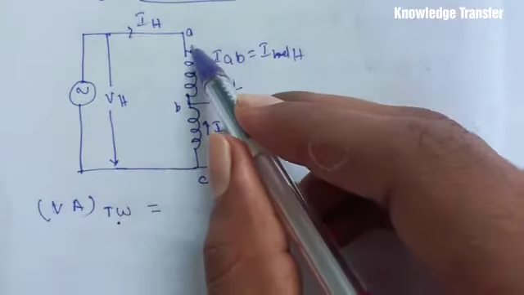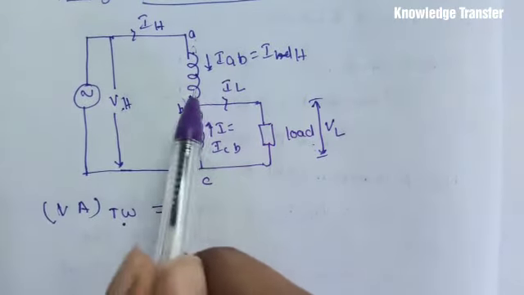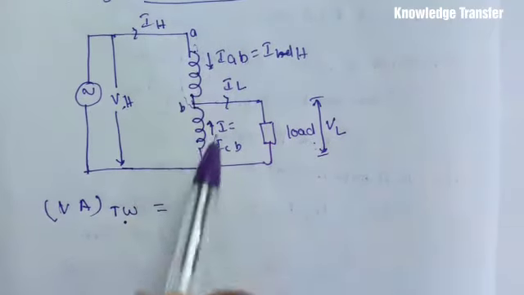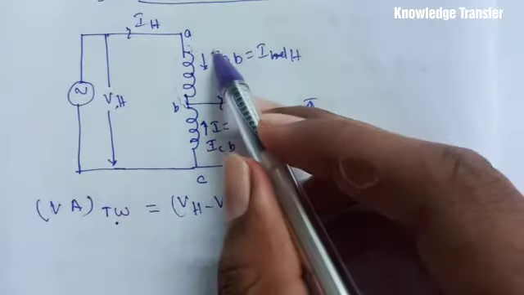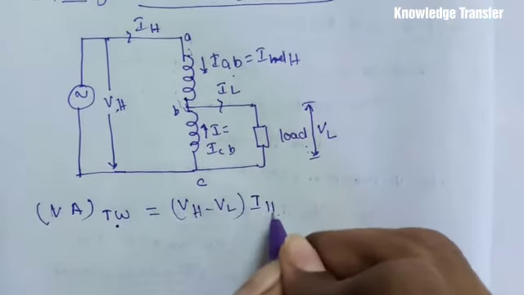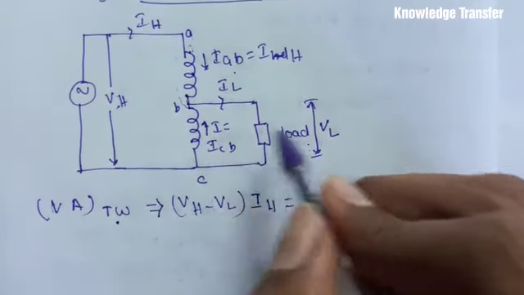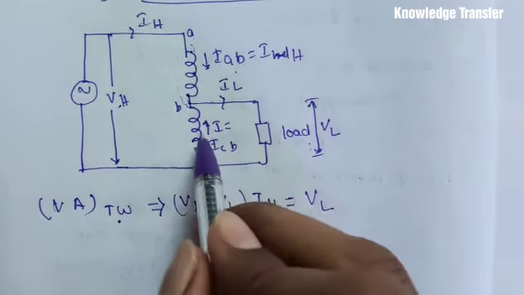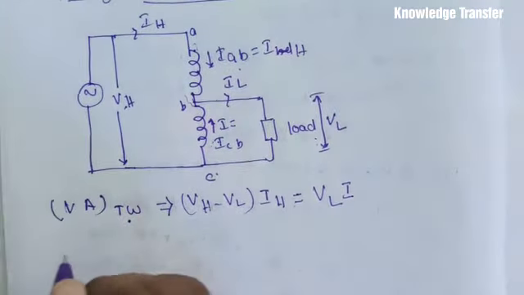The voltage applied to this winding will be equal to VH minus VL. That is, VH minus VL gives the voltage of this winding, the AB winding. VH minus VL into the current flowing through this winding, which I will take as IH or IAB, must be equal to the volt ampere of the other winding. The voltage applied to the BC winding is equal to VL, and the current flowing through BC will be equal to I. This is the volt ampere of the two winding transformer.